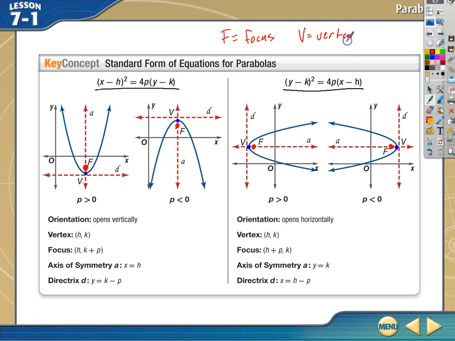But what is D? D is a line right here. It's this line right here. This is called the directrix. D is called the directrix.